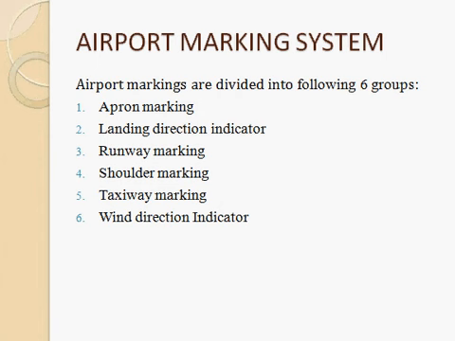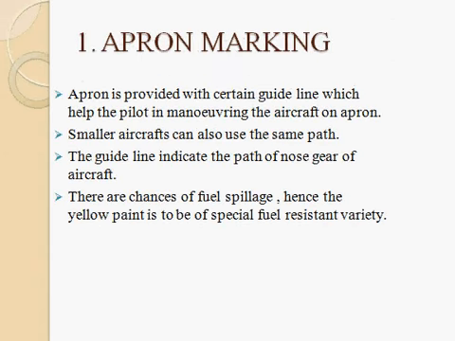So the next visual aid is taxiway marking. The elements of taxiway markings are apron marking, landing direction indicator, runway marking, shoulder marking, taxiway marking, and wind direction indicator. The first one is apron marking.